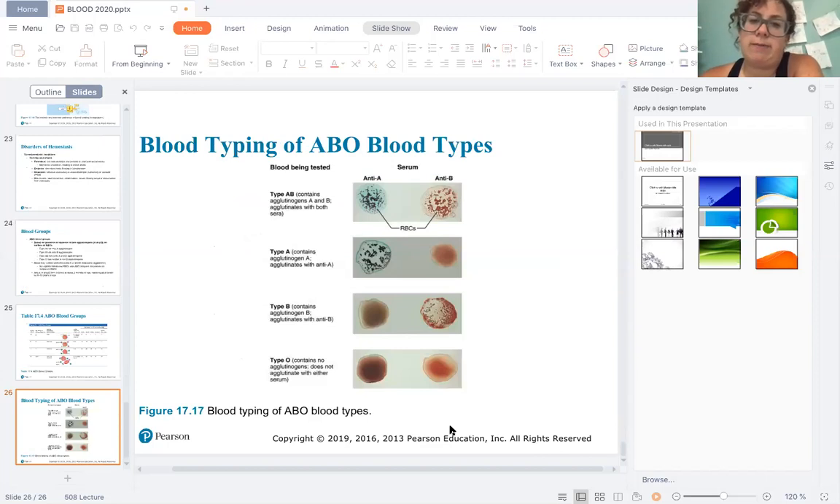And how do we tell this under a microscope? What we do is blood typing, and we see what coagulates, and that's how we know their blood type. Okay, that's it for blood.